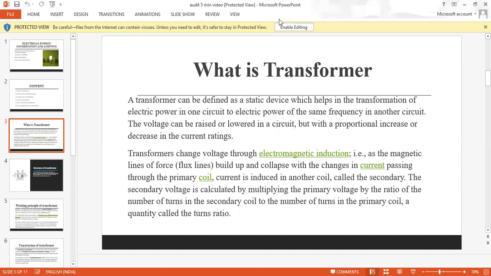Here, the secondary voltage is calculated by multiplying the primary voltage by the ratio of the number of turns in the secondary coil to the number of turns in the primary coil. This quantity is called the turns ratio.